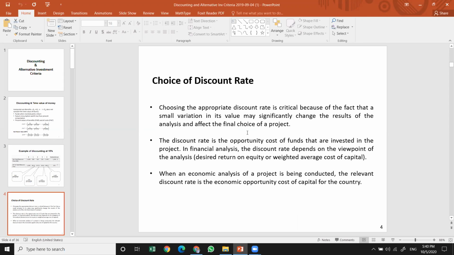The choice of the discounting rate is very important to understand, because a small variation in its value may significantly change the results of the analysis that you're doing on a specific project and will affect the final choice of the project. The discount rate is an opportunity cost of funds invested in the project. In financial analysis, the discount rate depends on the viewpoint of analysis. When economic analysis of the project is being conducted, the relevant discount rate is the economic opportunity cost of capital for that country.